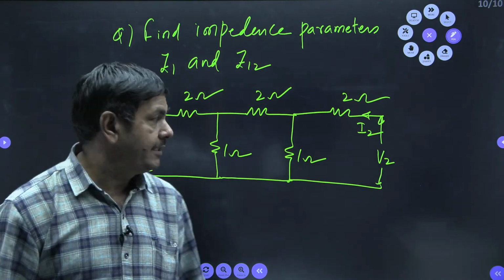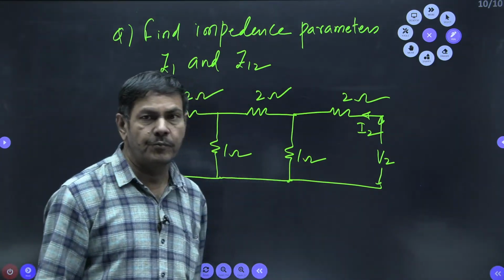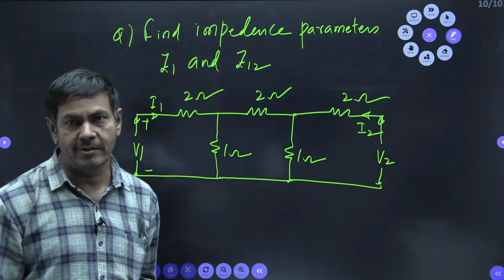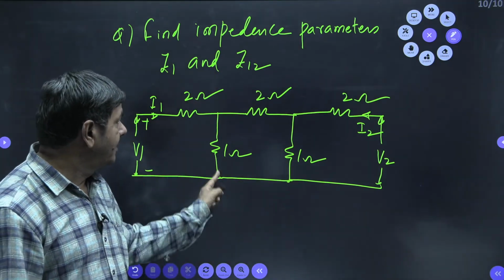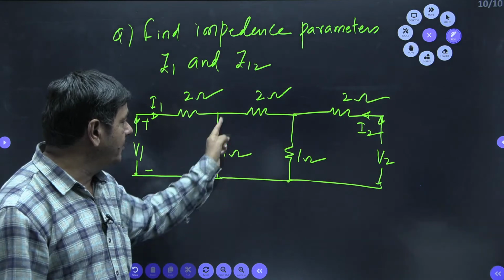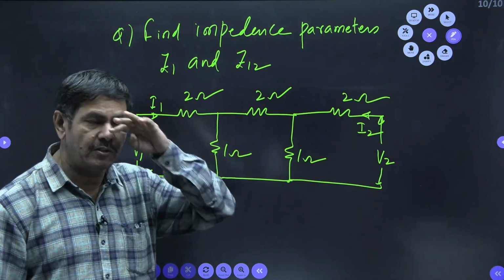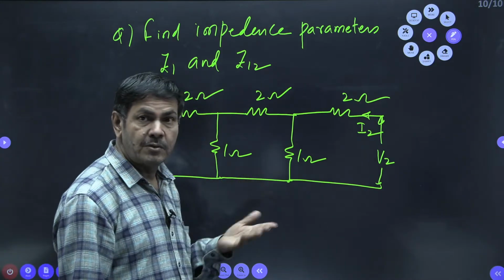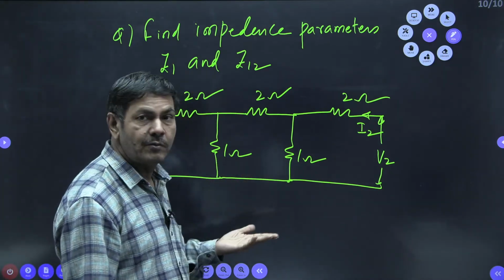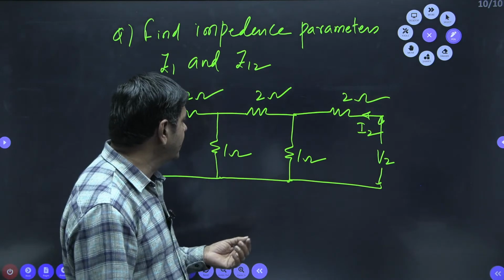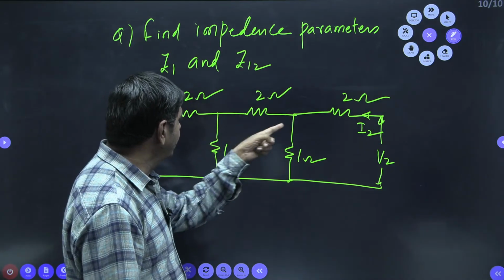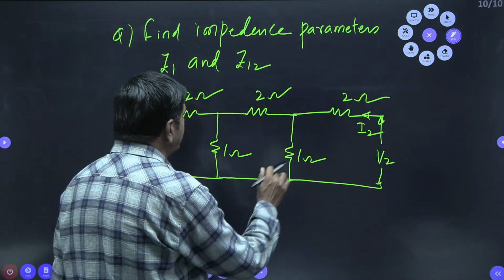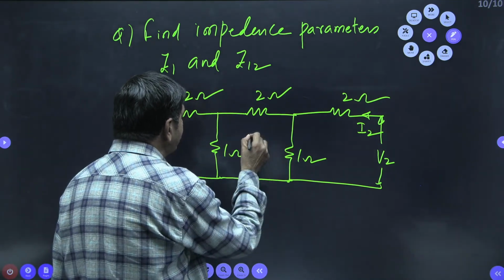If 3 loops are given this way, you convert them into 2 loops and you can get one T network. How can I do it, sir? This is nothing but the star to delta and delta to star transformation, which you know. I already gave videos on it. This is nothing but a delta circuit, and you get one T network from this.